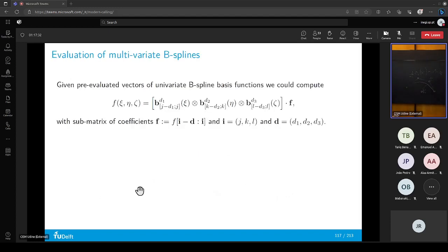Okay. Now, let's assume we have pre-evaluated univariate vectors B, and we want to compute the cross product. This is now for 3D, and then dot it with F. One could say, okay, I have this. Why shouldn't I just work out this cross product? I mean, all these B's are just flat vectors. Cross product of flat vectors remains a flat vector. It's just a very lengthy one. Why shouldn't I do that? And then that dot multiply with all the coefficients.